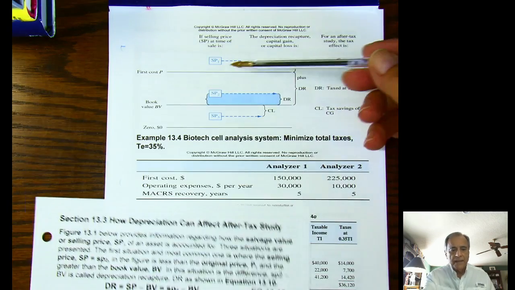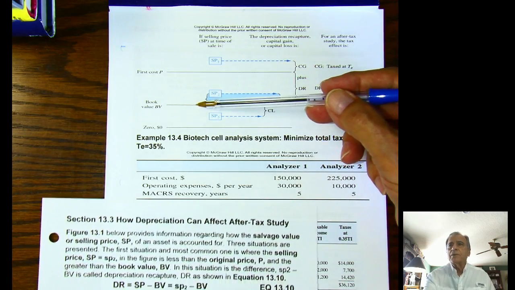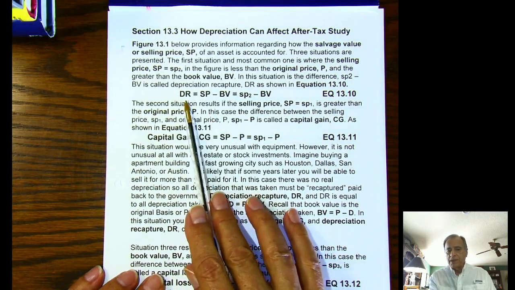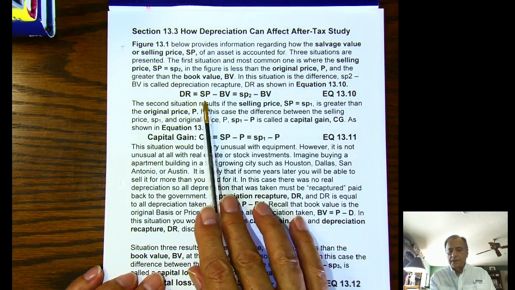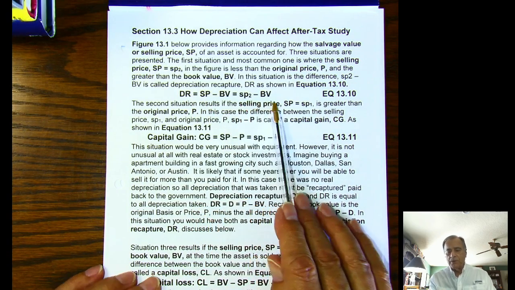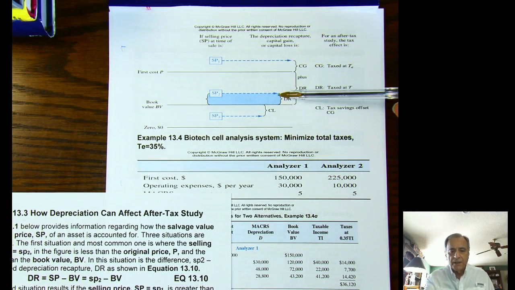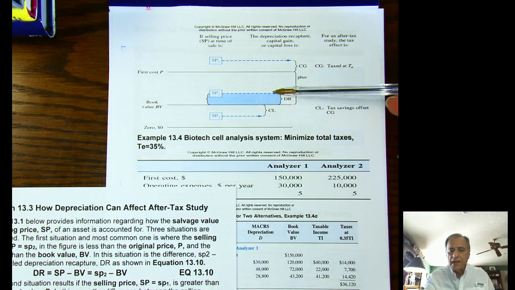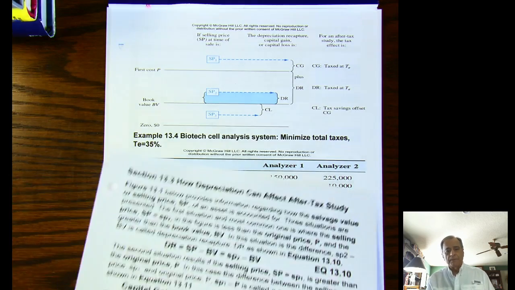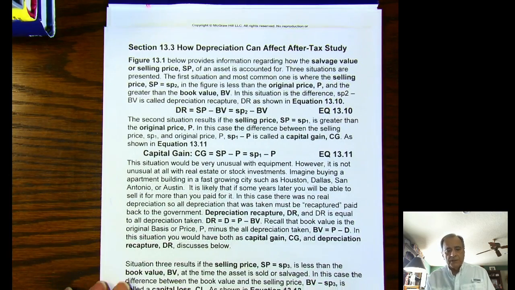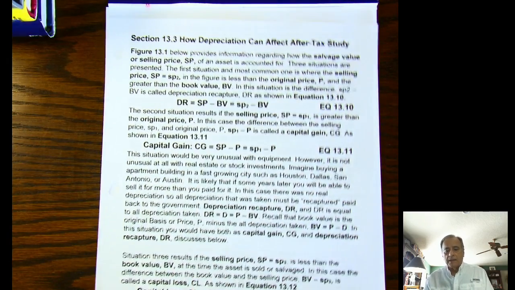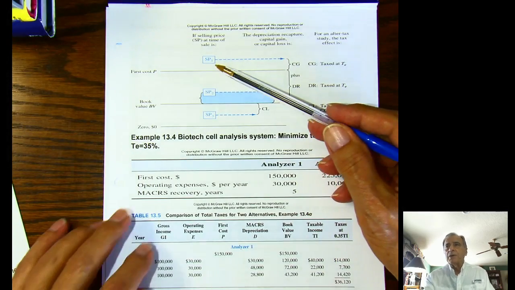Okay, it's less than that P, but it's greater than the book value. In that case, that's called depreciation recapture, and you take the difference between the selling price and the book value, or SP2 and book value. So that's this distance here that's shaded, and that's called depreciation recapture, and you have to pay tax on that.